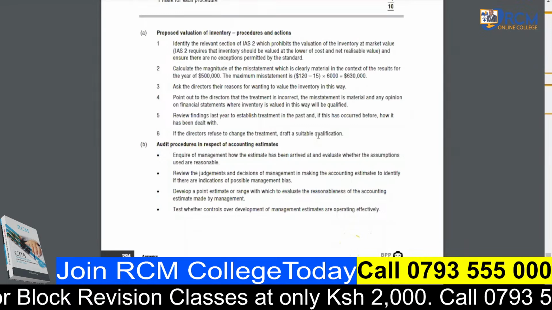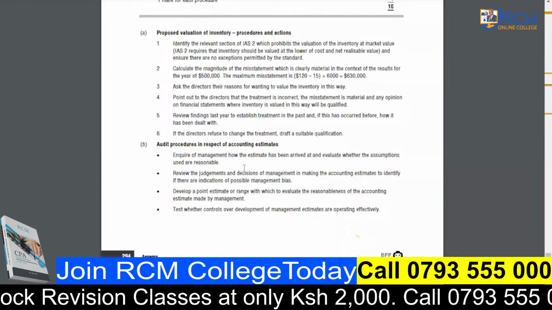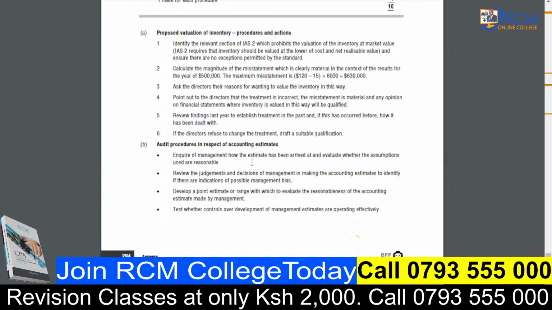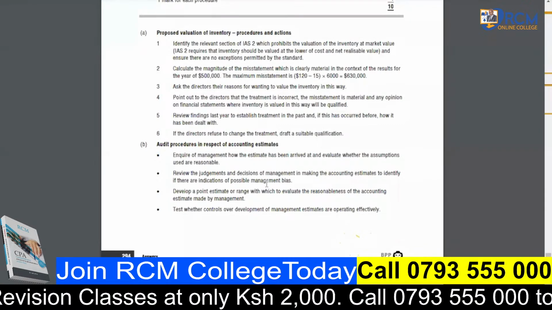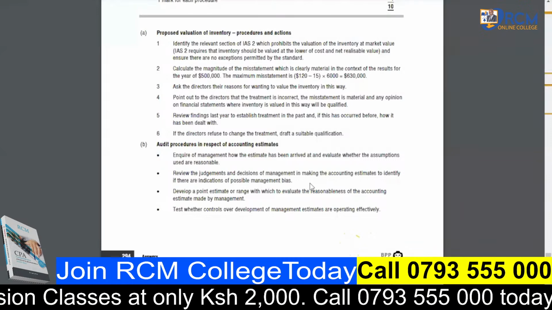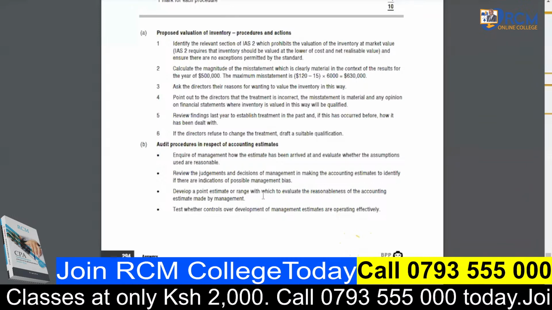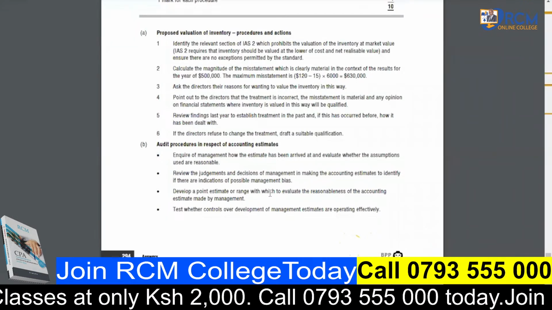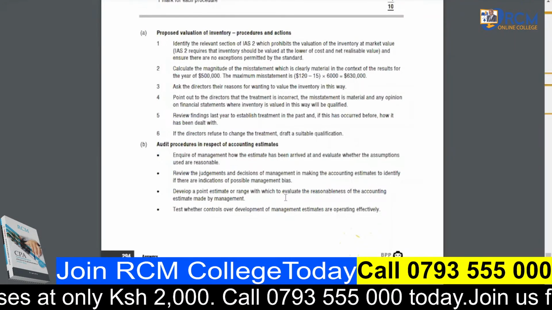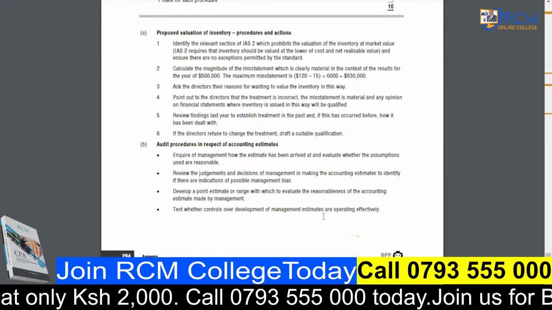Now, the audit procedures in respect of accounting estimates. Inquire of management how the estimate has been arrived at and evaluate whether the assumptions used are reasonable. Review the judgment and decisions of management in making the accounting estimates to identify if there are indications of possible management bias. Develop a point estimate or range with which to evaluate the reasonableness of the accounting estimate made by the management. Test whether controls over development of management estimates are operating effectively.